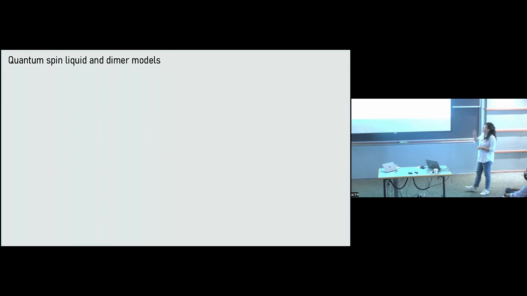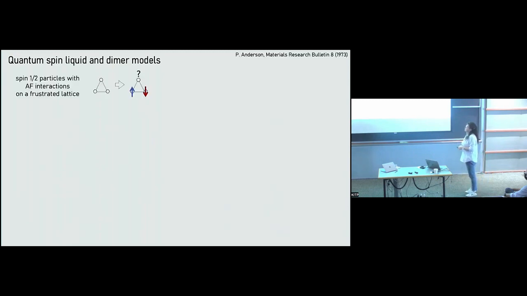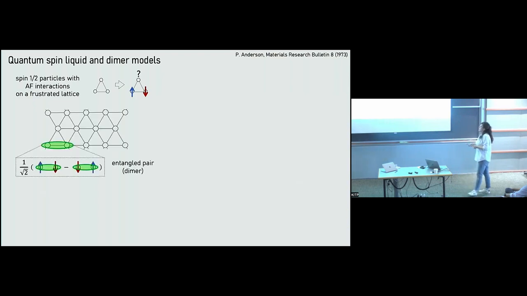So let me start with a quick introduction about the quantum spin liquid phase that we want to study and the kind of model that we use to study it. Going back to the original proposal of the RVB state from Anderson, the system he was considering was a system of spin-1/2 particles on a frustrated lattice like the triangular lattice with antiferromagnetic interactions. His idea was that, due to the frustration, the spins could form entangled pairs, also called dimers, that are the superposition of up-down and down-up.